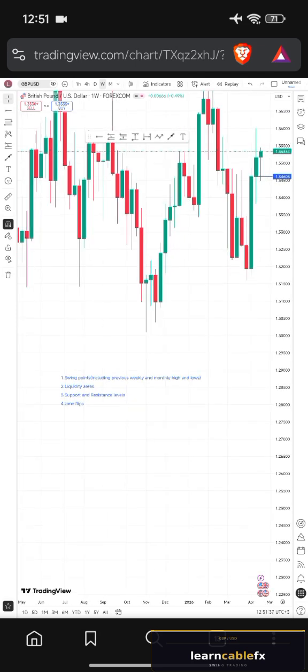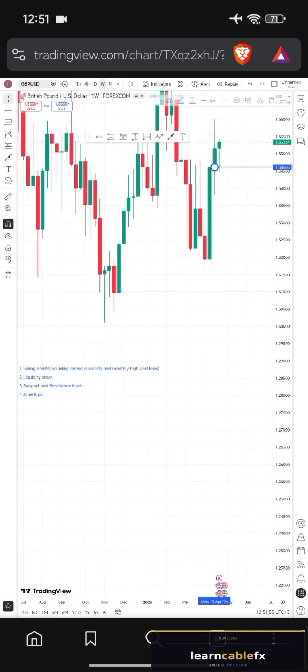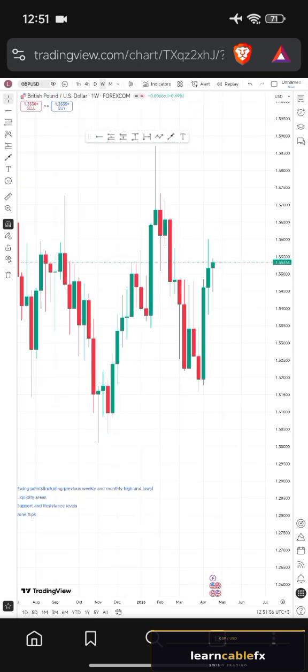Swing points, which include previous weekly and monthly highs and lows, liquidity areas, support and resistance levels, zone flips. I'll go into details in future videos. So when two or more of these line up on the same level across many time frames, that's my point of interest. That's why I built my analysis on Gbpusd.